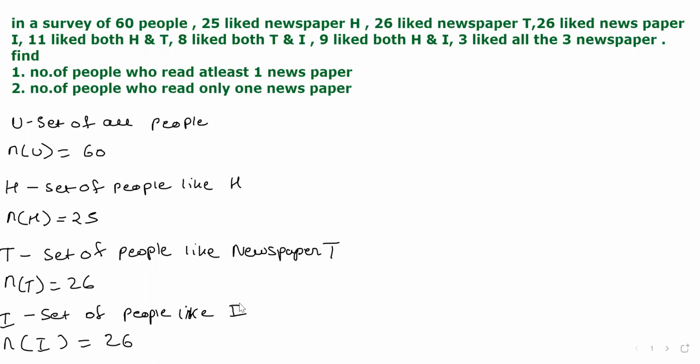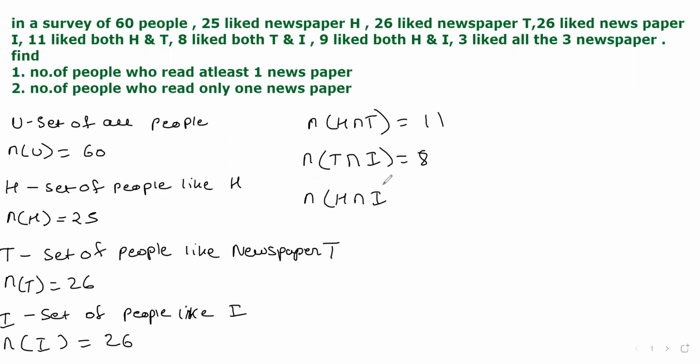Then there are people who like both. So people who like H and T both are 11. People who like T and I both are 8. And people who like H and I both are 9. And there are 3 people who like all the 3 newspapers.